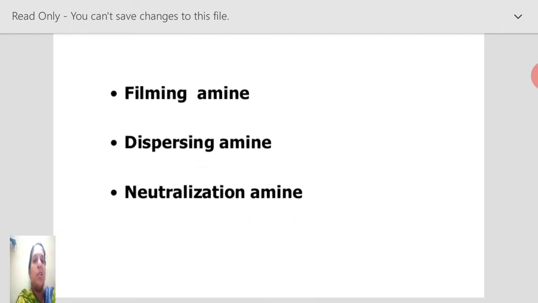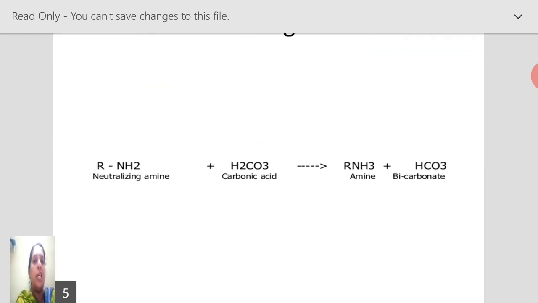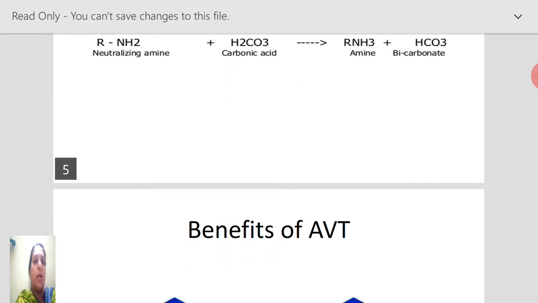In the case of dispersing amine, the amine gets dispersed in your water, and it removes all the corroded materials along with it, which can be removed further by your blowdown methods. Then next is your neutralization amine, where the neutralizing amine reacts with the carbonic acids and forms bicarbonate, which can be removed by your blowdown mechanism.